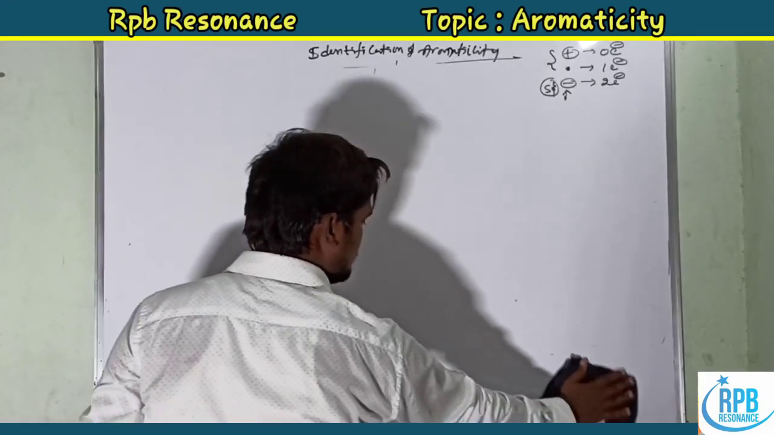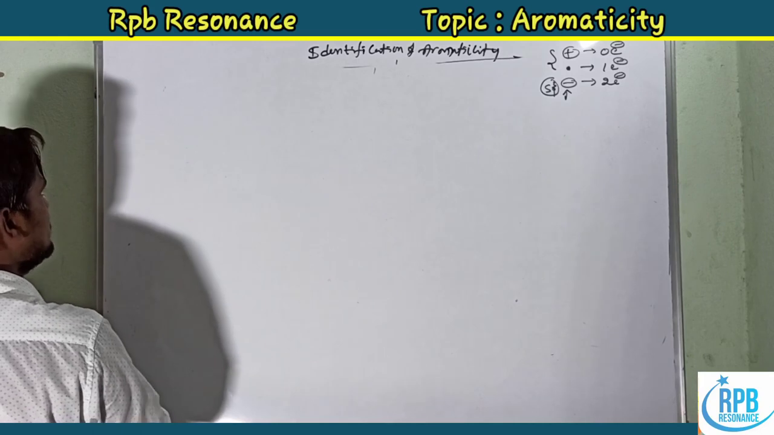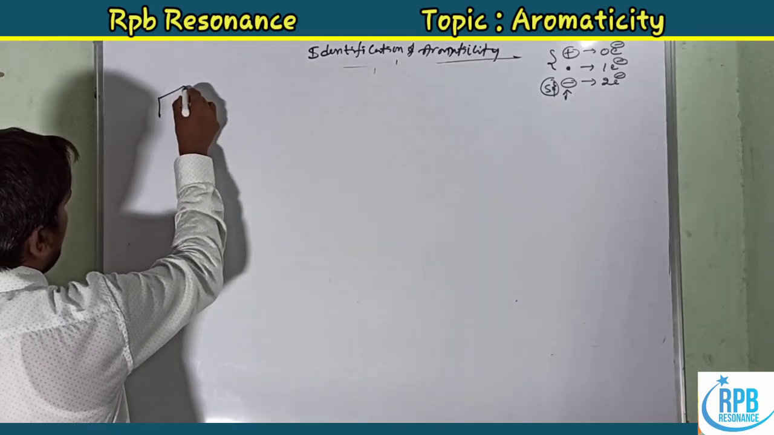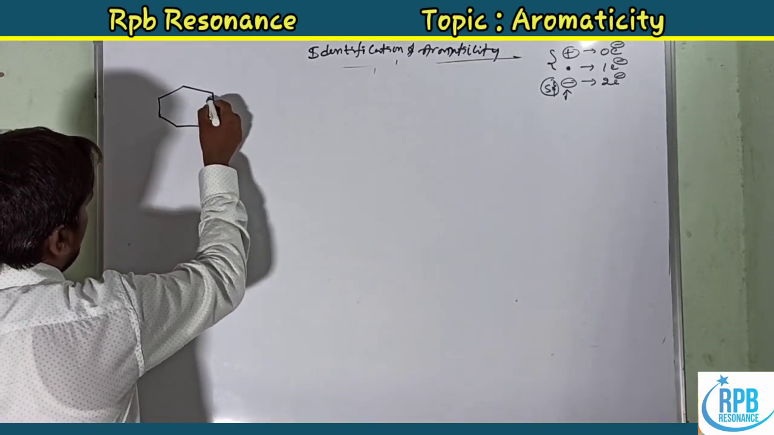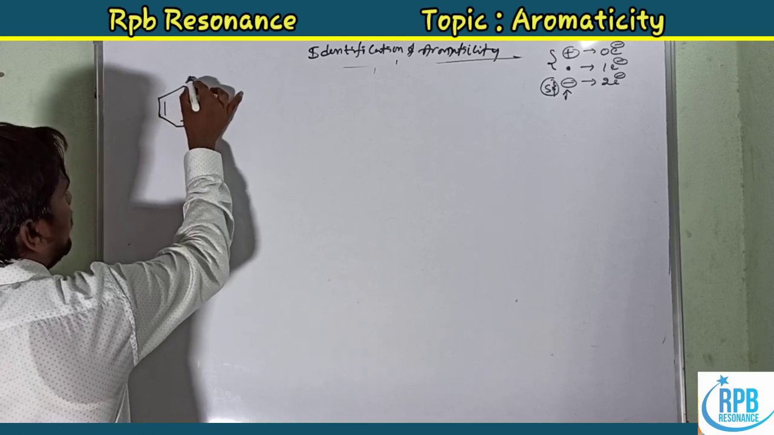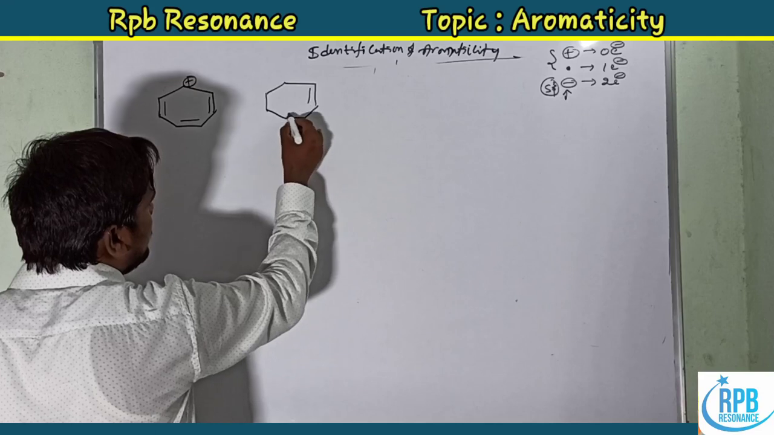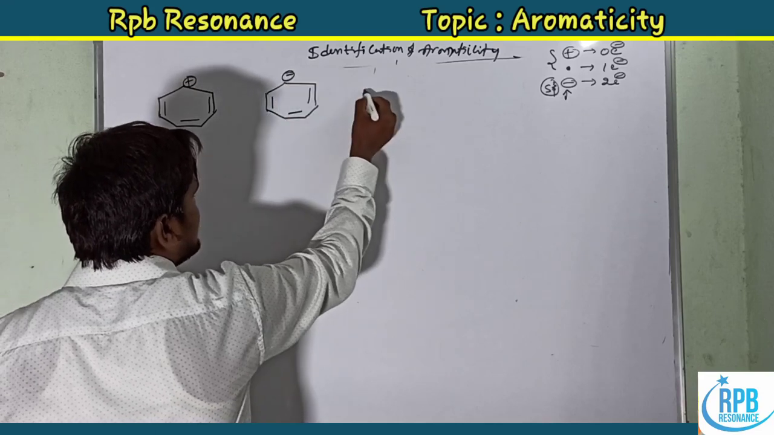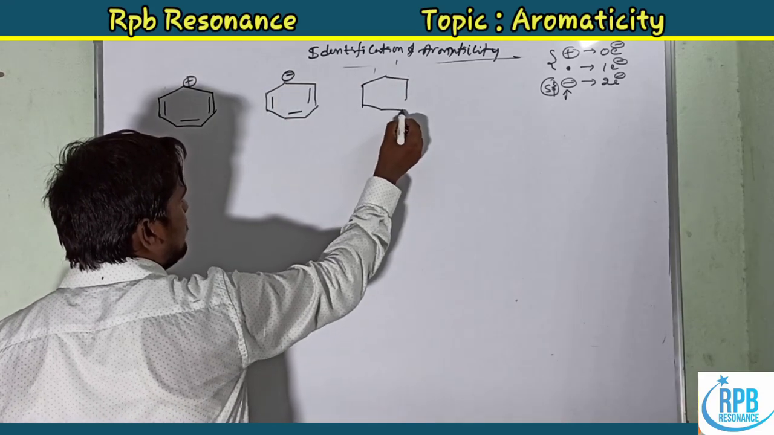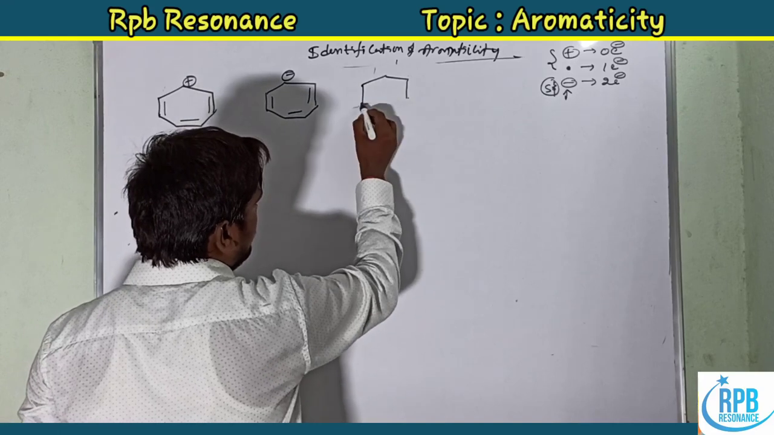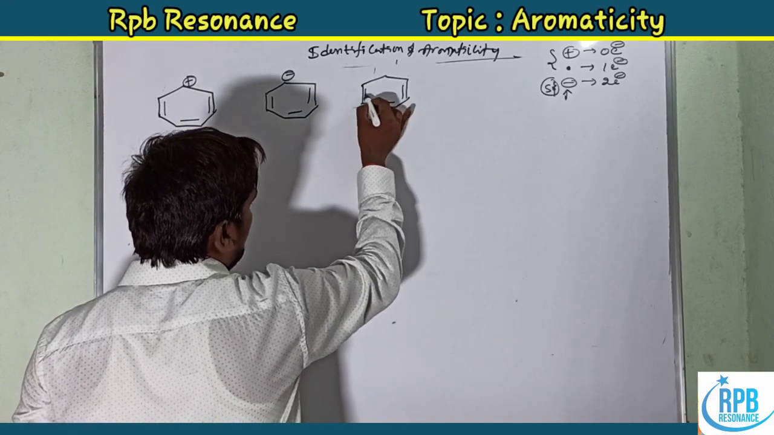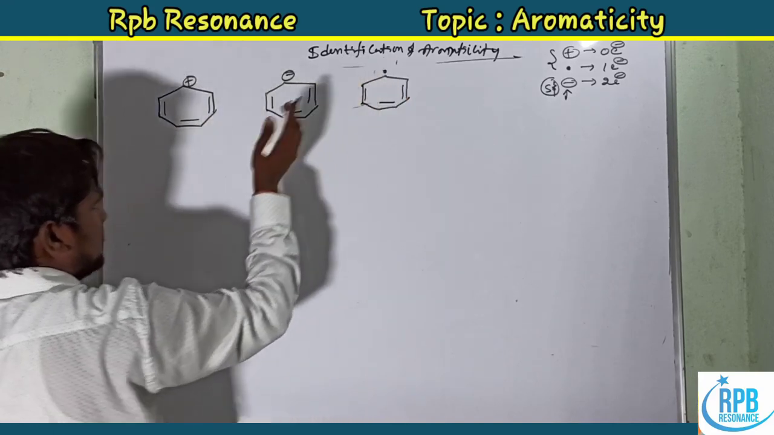Okay. Now let's move on to the 7-membered and the 8-membered ring. So the 7-membered ring: the cation, the anion, and the radical or neutral system, whatever it is.